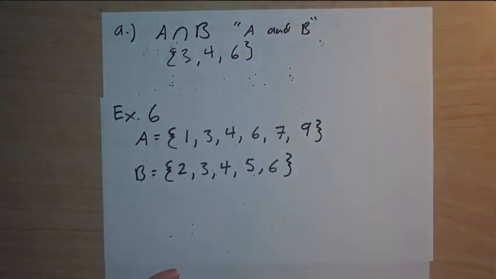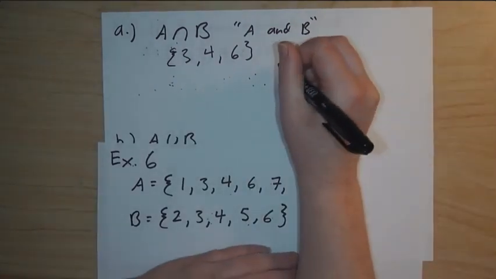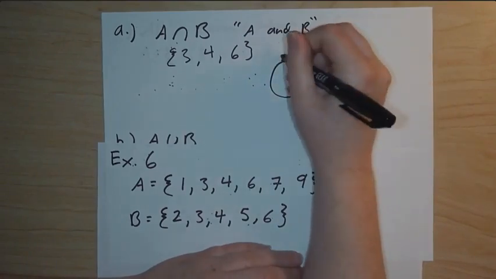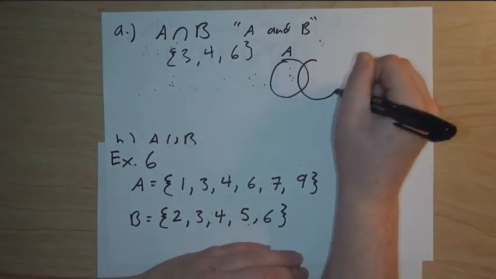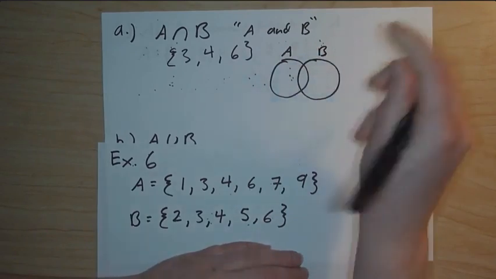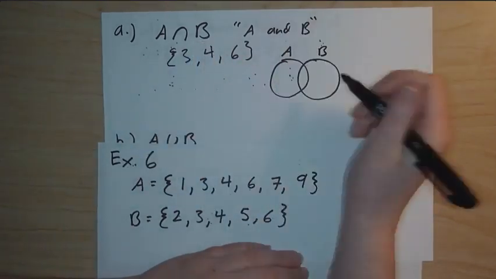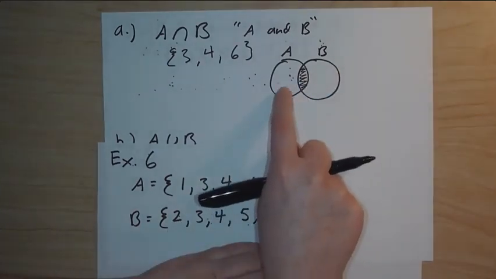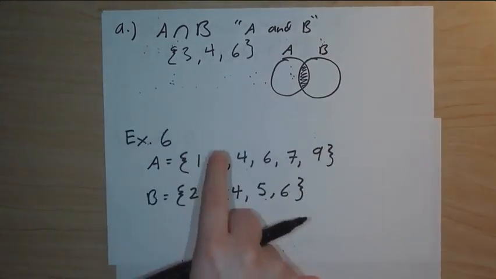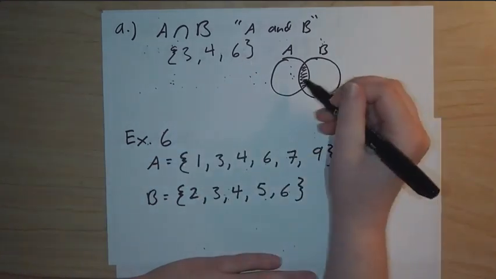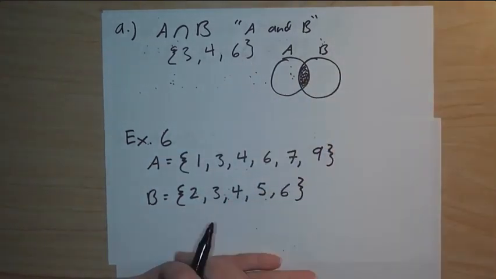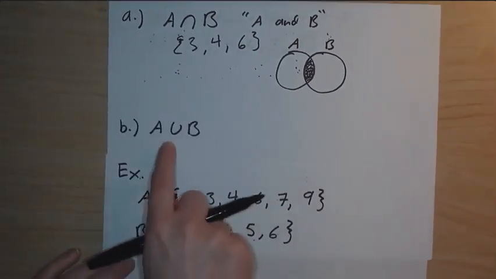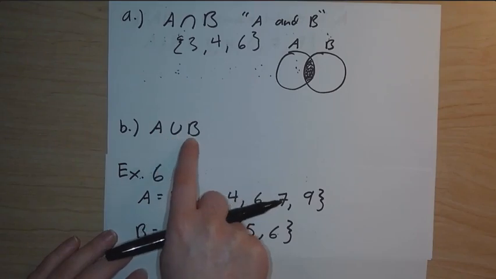You can also think of it as a Venn diagram. For example, if I had a circle containing everything in set A, and a circle that had everything in set B, A intersect B would be this bit right here, everything that they both share. So they both share 3, 4, and 6, so 3, 4, and 6 would be in this area in the Venn diagram. So that's part A. In part B, we want to find A union B.